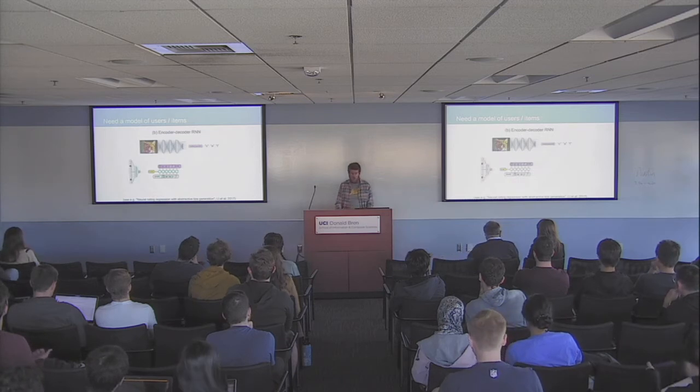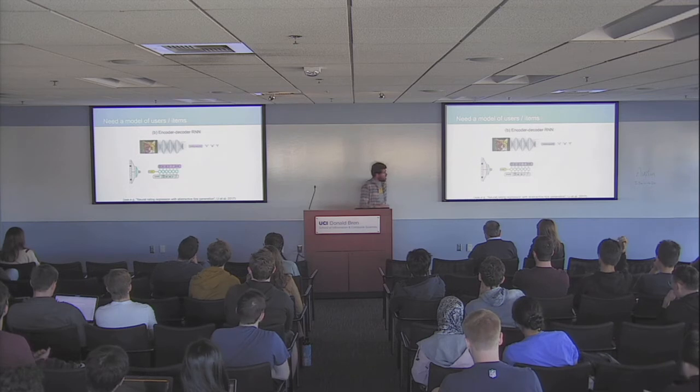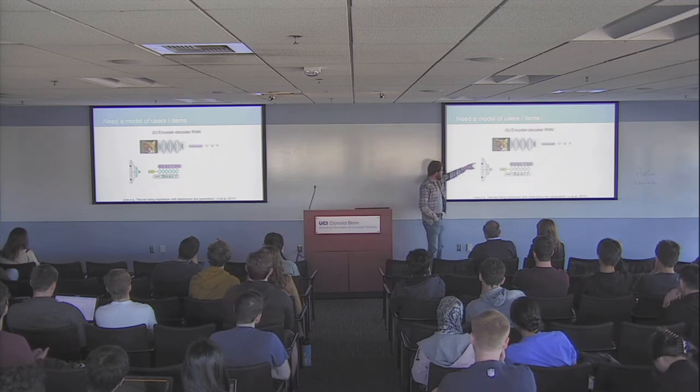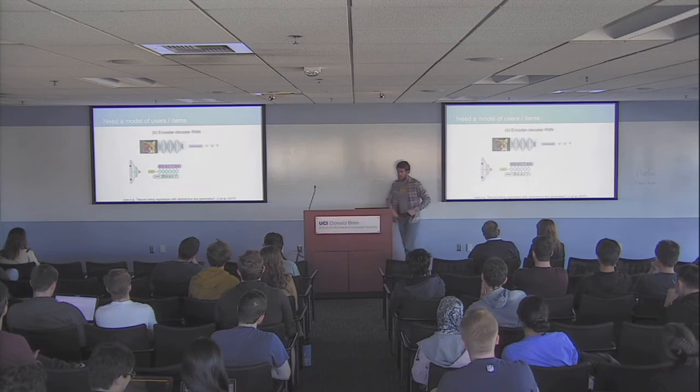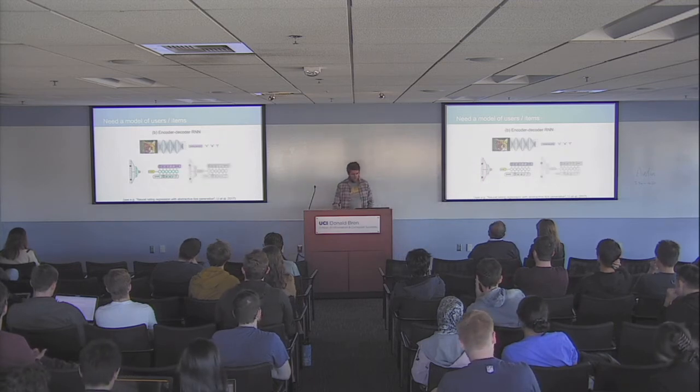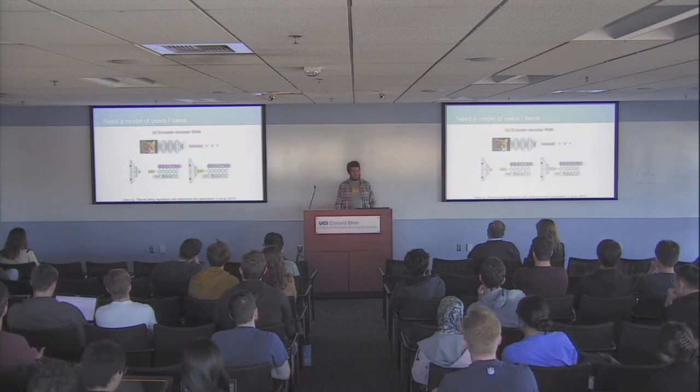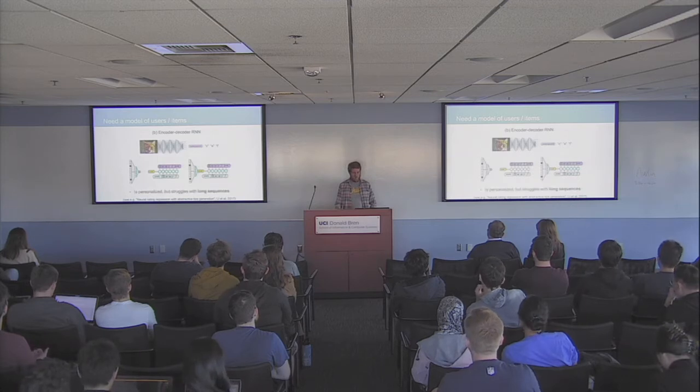Okay, so how do we encode the user and the item? We already know how to do that because we've been building these low-dimensional representations of users and items from everything I described previously. So we just glue these things together and see if it works okay. It didn't work okay, long story short.